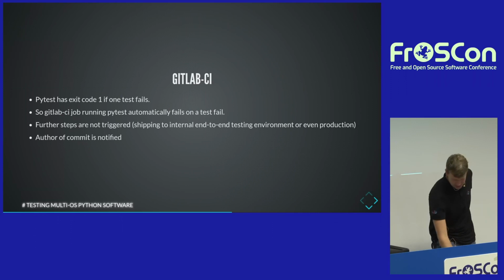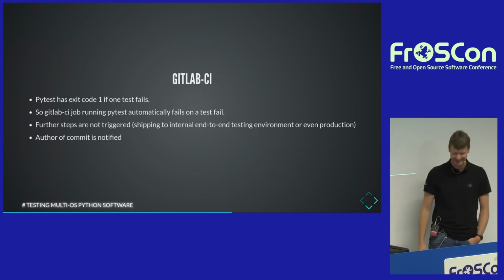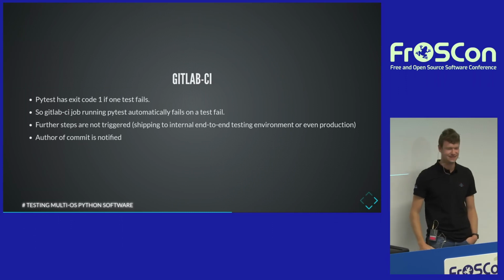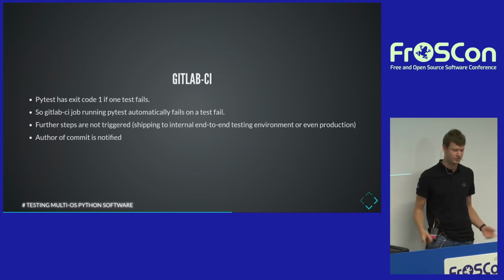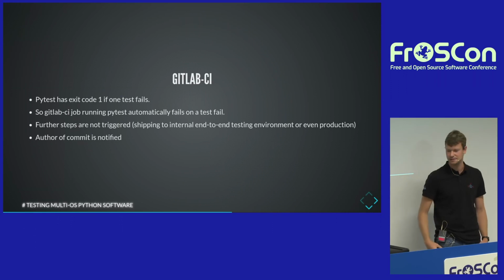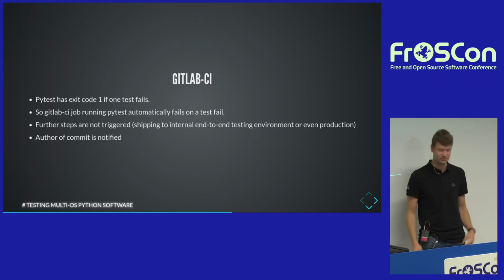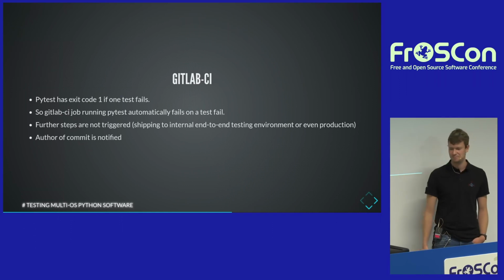And pytest, luckily, produces exit code 1 if any test fails. So if at least one test fails, the exit code will be 1, and the GitLab-ci pipeline counts as failed. That means that other further steps that you may include there are not triggered. So, for example, if you automatically ship to another testing environment or even to production, then this is not triggered if any test fails. And also the author of the commit is notified, so that can be useful for noticing at least any errors.